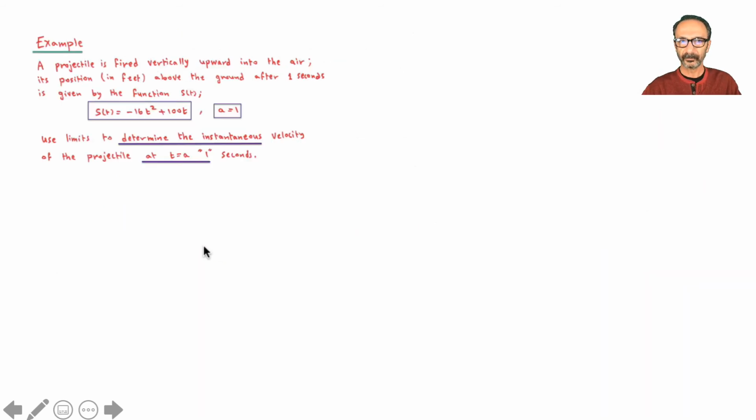Now, a projectile is fired vertically upward into the air. Its position in feet above the ground after t seconds is given by the function s of t, which is defined to be -16t squared plus 100t. And we are given a equals 1. Use limits to determine the instantaneous velocity of the projectile at t equals a for the given a, which is 1.